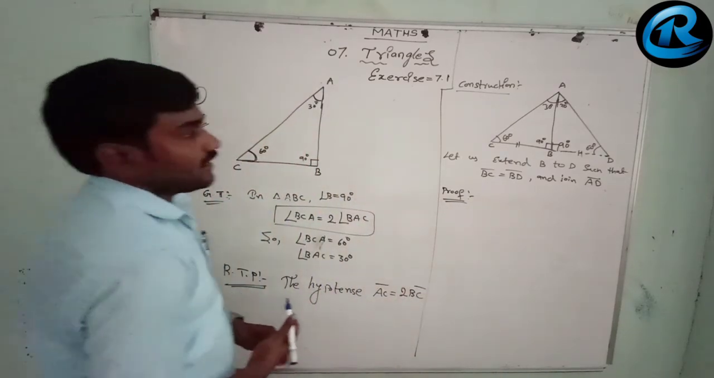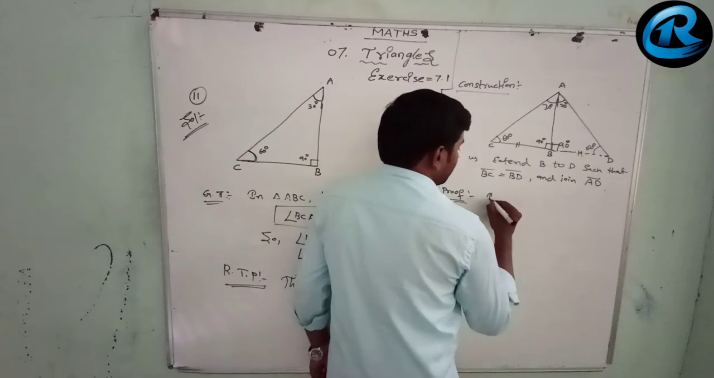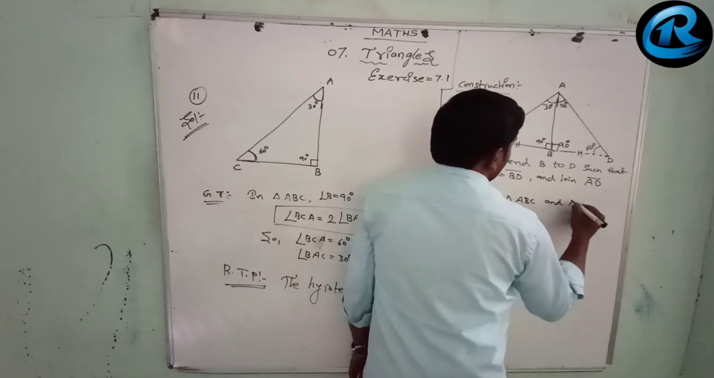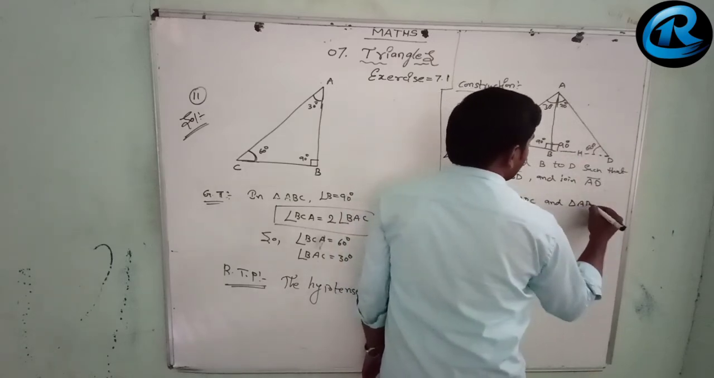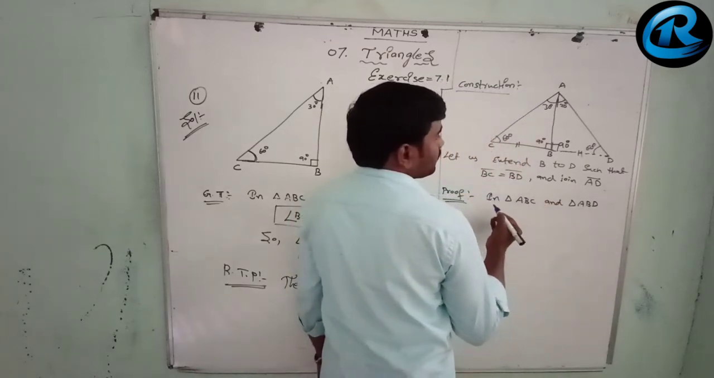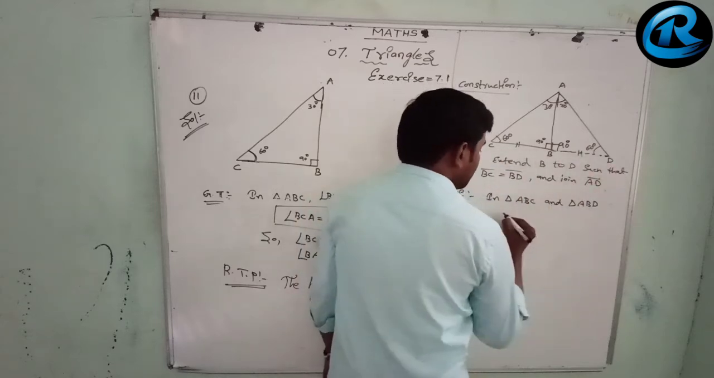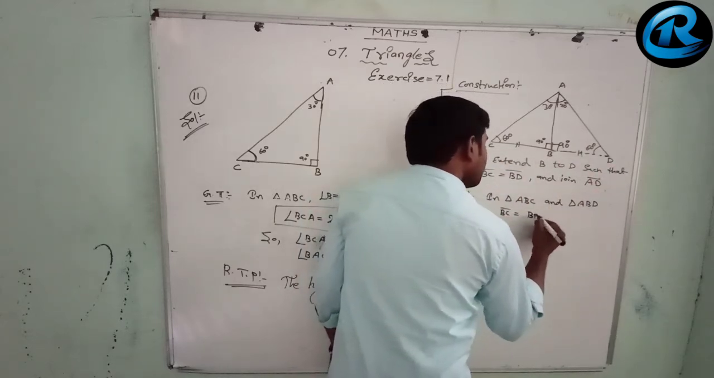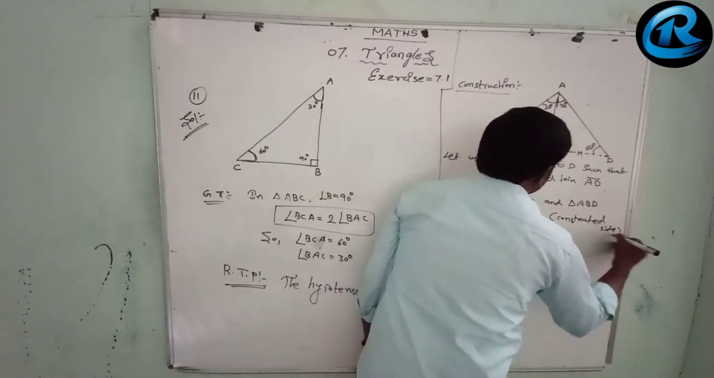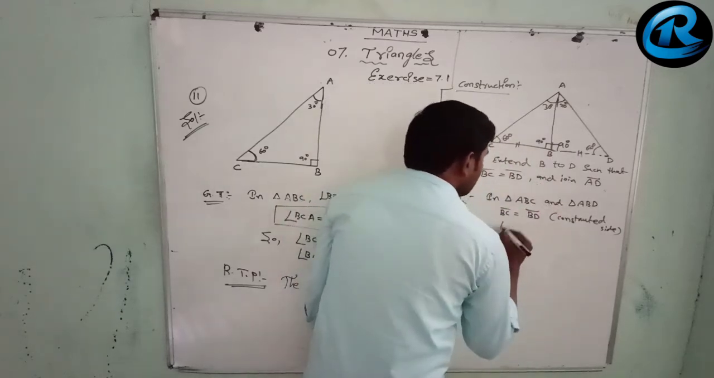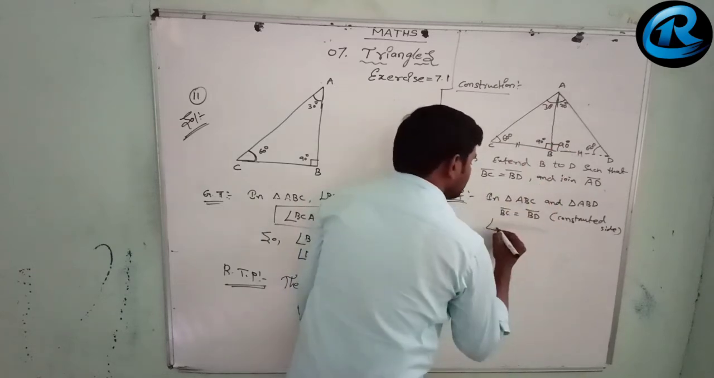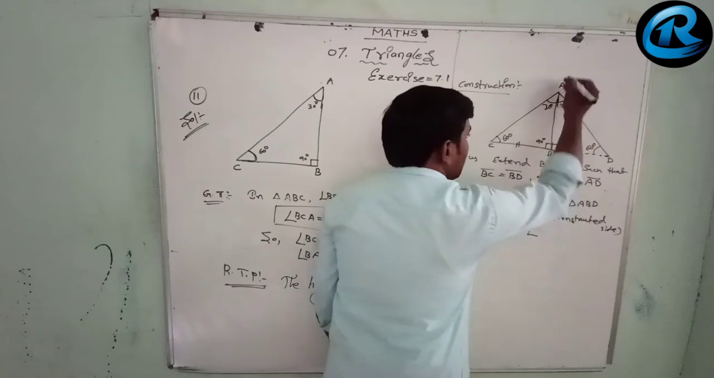Now we'll take triangle ABC and triangle ABD. In these two triangles, let us see what we can write. Here BC equal to BD, constructed side. Then angle B equal to angle B. That means angle ABC is equal to angle ABD.